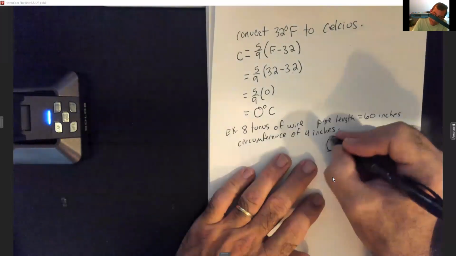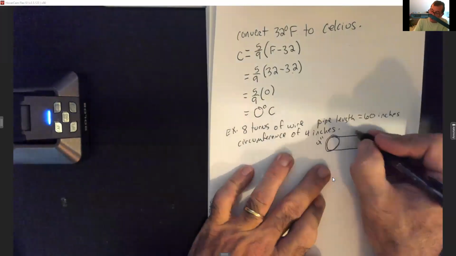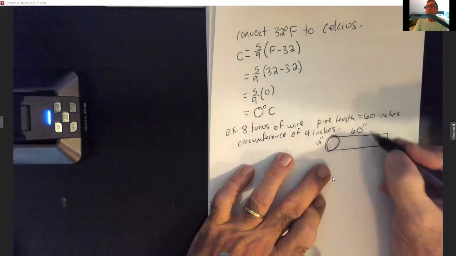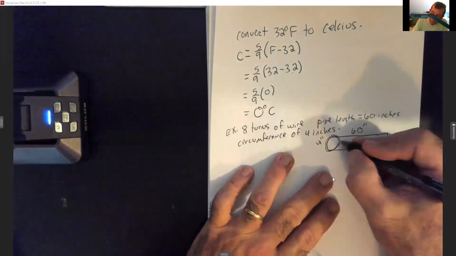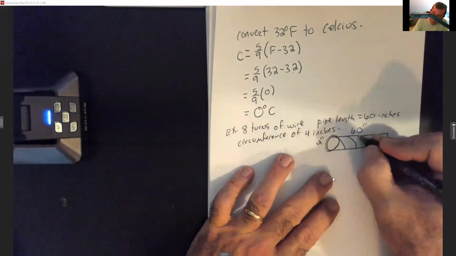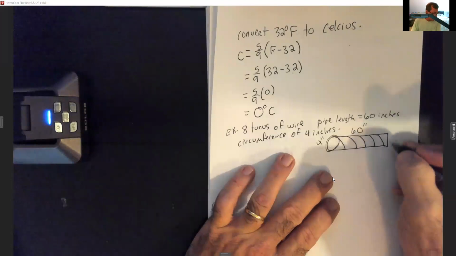Circumference is how round that is. So they said that was 4 inches. They said it was 60 inches long. So I used those 2 little hyphens for my inches. And what they mean by wire wrapped around it is, they got a wire and it just keeps wrapping around it 8 times. Okay, you got a wire wrapping around that 8 times.